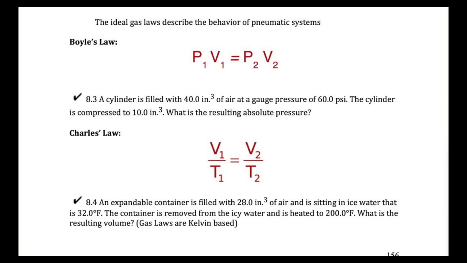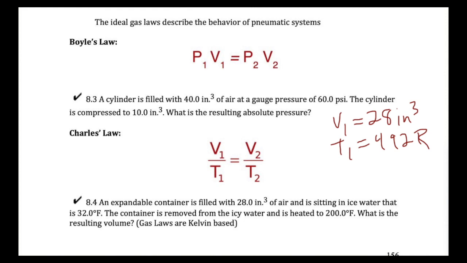So it says an expandable container is filled with 28 cubic inches of air. So that's volume 1. V1 is going to be 28 cubic inches. And it's sitting in ice water that is at 32 degrees Fahrenheit. What we need to do with that is convert it to Rankine. So I'm going to do 32 plus 460, and I get 492. So T1 is going to be 492 Rankine.